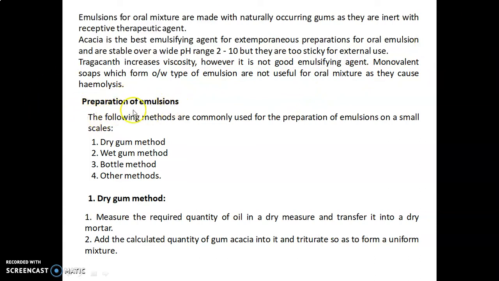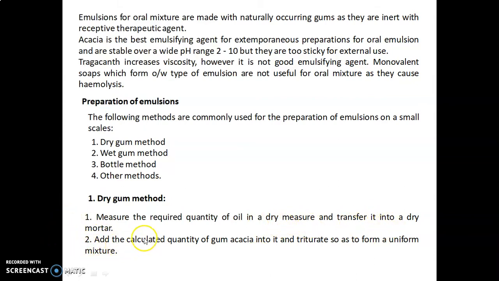Preparation of emulsions. The following methods are commonly used for the preparation of emulsions on a small scale: dry gum method, wet gum method, bottle method, and other methods. First of all, let's discuss the dry gum method. In this, first we measure the required quantity of oil in a dry measure and transfer it into a dry mortar.